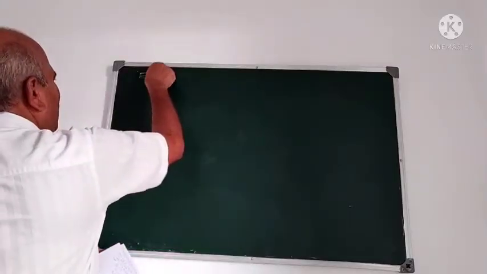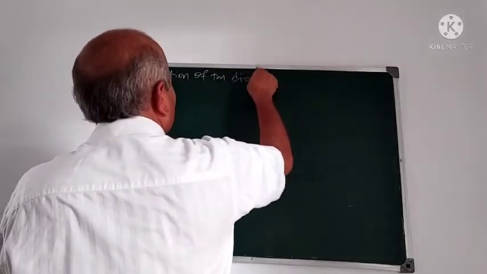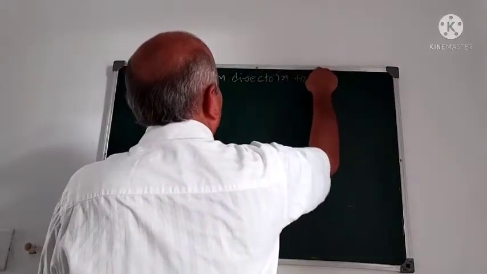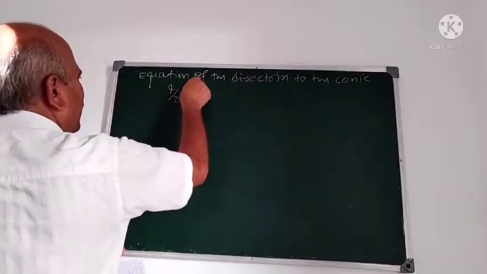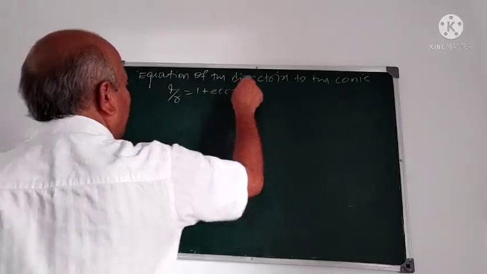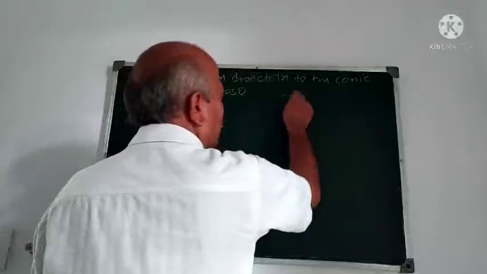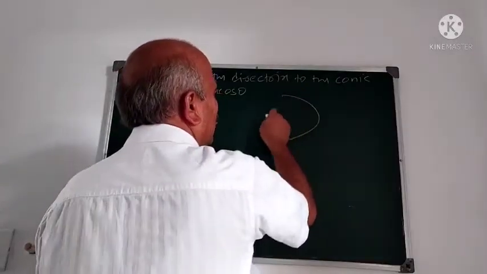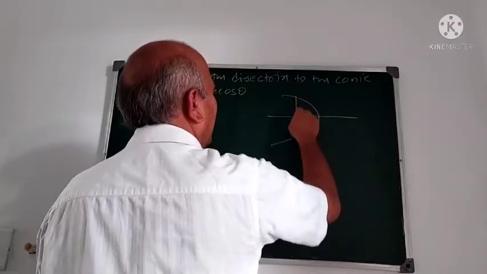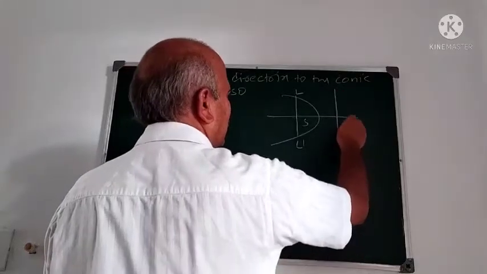Now I consider some more results on this. First is the equation of the directrix to the conic L by r is 1 plus e cos theta. We derive the equation for the directrix. Now suppose this is a conic section, any conic section. Suppose S is the focus, LL' is the latus rectum, and this is the directrix.